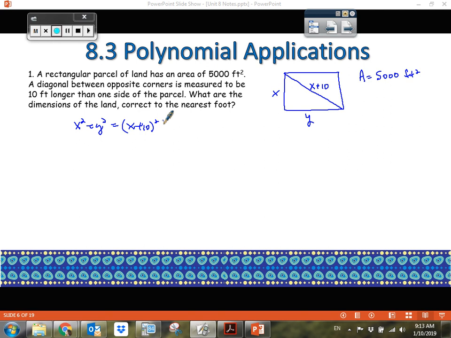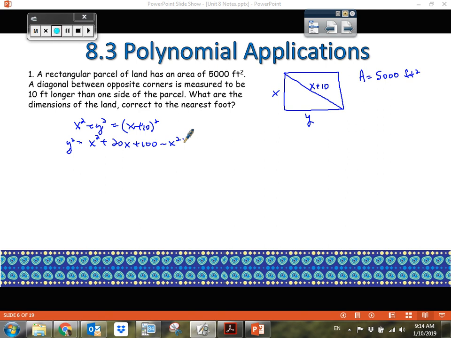Keeping in mind we're going to be using a calculator, I think we could fairly easily solve for y. So let's go ahead and do that just to get ready. Let's solve for y. So we get y squared equals, we're going to FOIL this out, x squared plus 20x plus 100. Then I'm going to move the x squared over, so minus x squared.